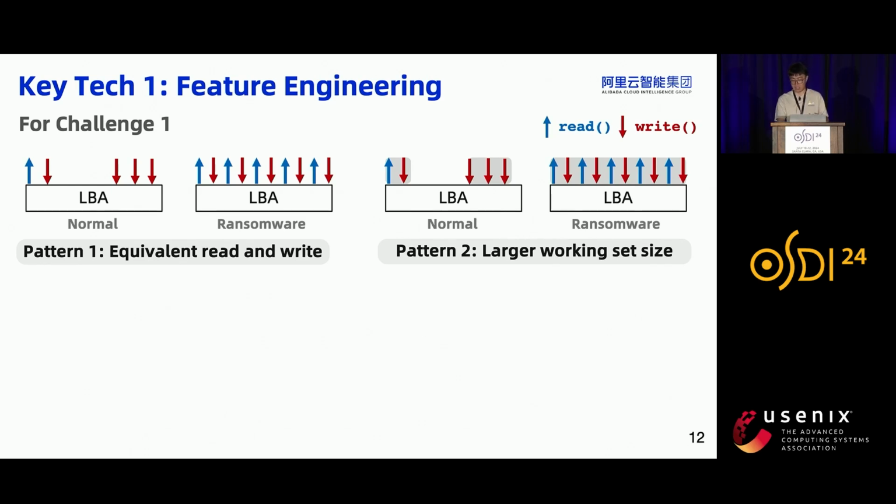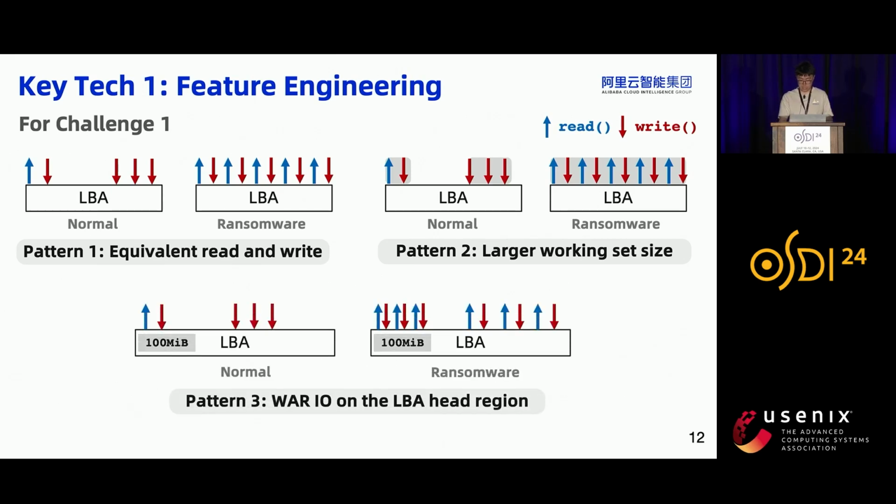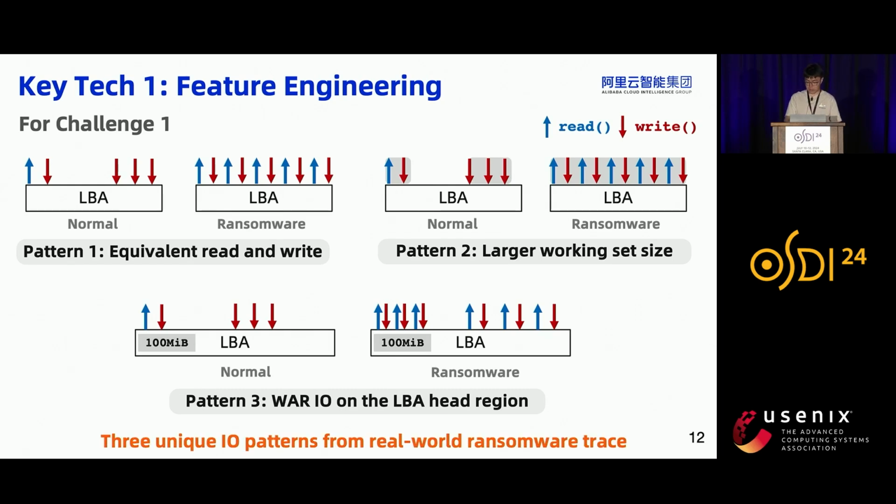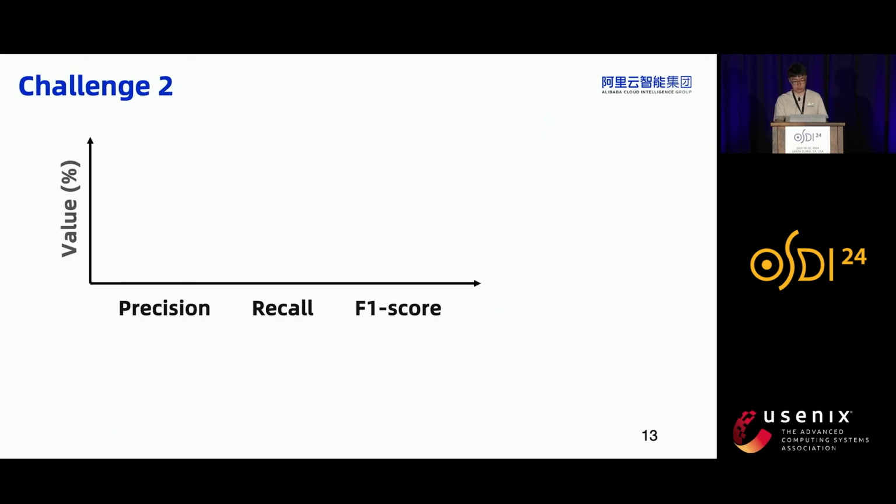so it will access a wide range of LBAs. The normal applications instead are usually focusing on certain locations. Thirdly, in order to create a huge impact, the ransomware will also pay special attention to the important regions. For example, the first 100 million bytes of LBA, where metadata are usually located. Based on the above three observations, we have enriched our features.